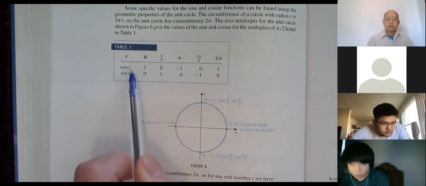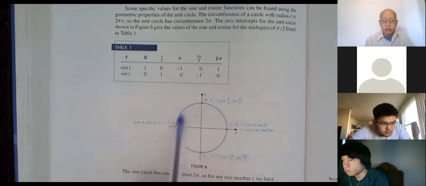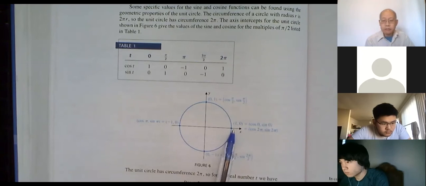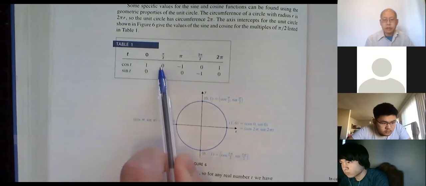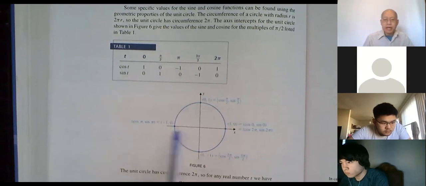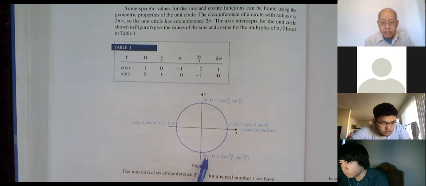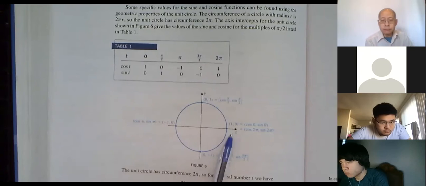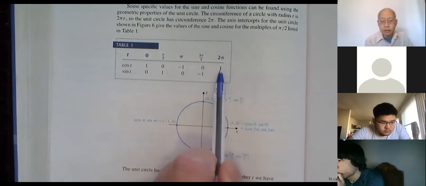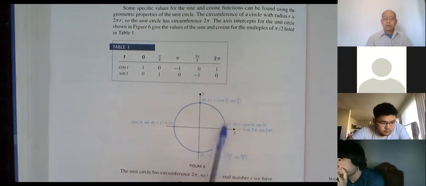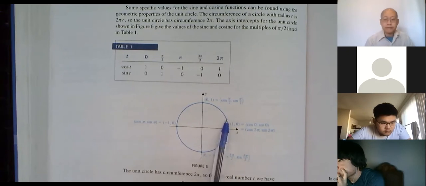All right, cosine controls the x-coordinate. So let's look at the x-coordinate along the unit circle. So what's the x-coordinate? 1. At pi over 2, x-coordinate, 0. Pi, x-coordinate, -1. 3 pi over 2, x-coordinate, 0. 2 pi, that means you go all the way around the circle once, x-coordinate, 1. See how it works? So the cosine of the angle says, just give me the x-coordinate on a unit circle.